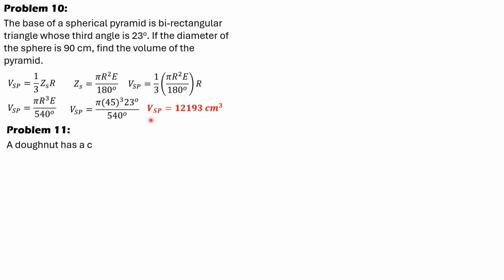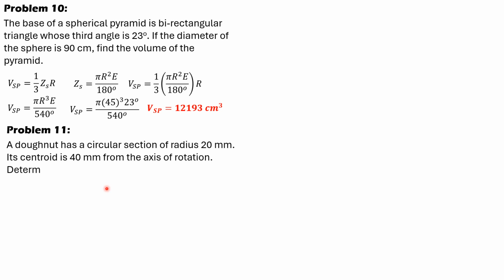Problem 11. A donut has a circular section of radius 20 millimeters. Its centroid is 40 millimeters from the axis of rotation. Determine its volume in cubic centimeters and the total surface area, of course, in square centimeters. 20 mm is 2 cm and 40 mm is 4 cm.